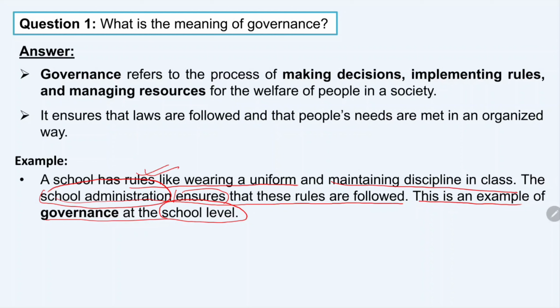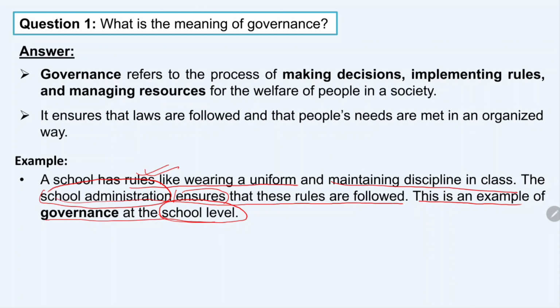That is why, every day when you go to school, your uniforms are being checked whether you are in complete uniform or not, isn't it? If you are not wearing uniform, they'll ask the reason why, and they'll give you a warning, and ask you to make sure that from the next day onwards you wear proper uniform. So these are some of the rules, and they check whether these rules are followed or not, and it is necessary to check. So that is the governance at the school level.